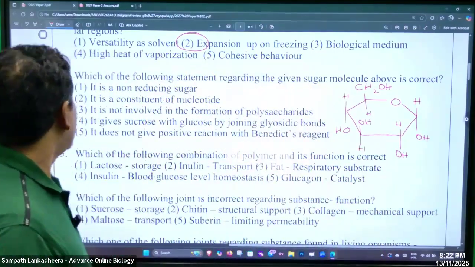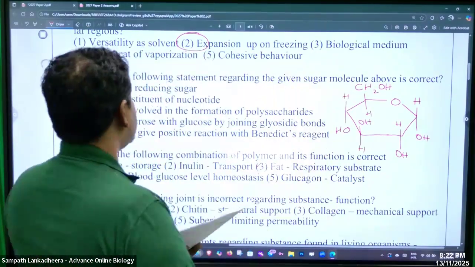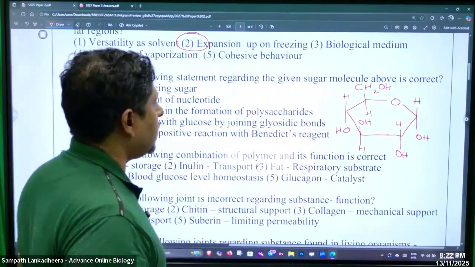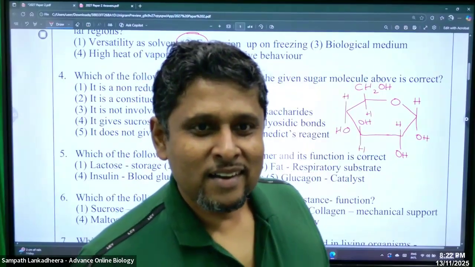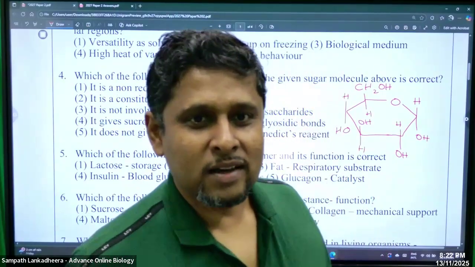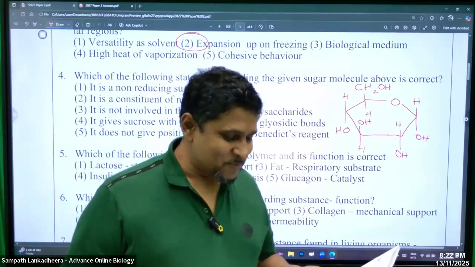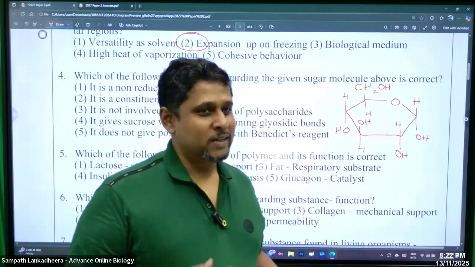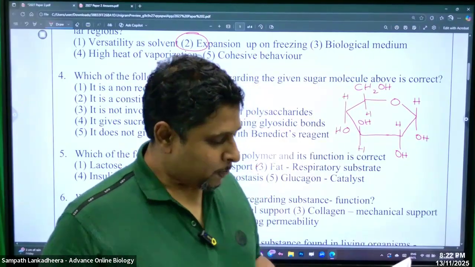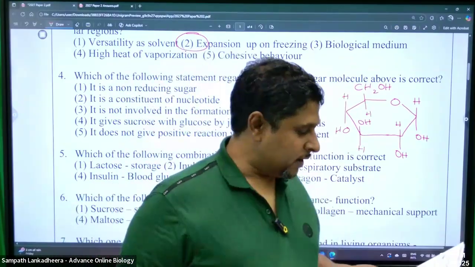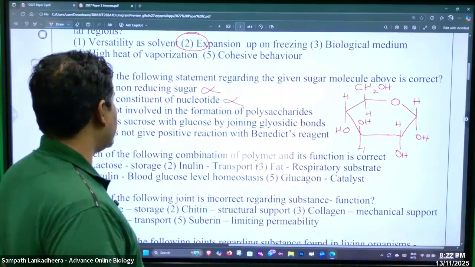Which of the following statements regarding the given sugar molecule above is correct? It's a non-reducing sugar? No, this is a reducing sugar. And it is a constituent of nucleotide? The ribose is not, so that's wrong.